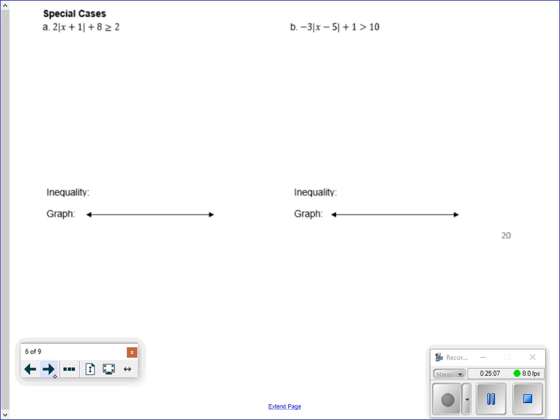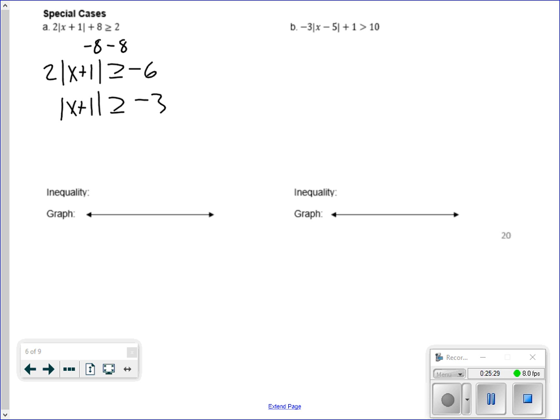Now we're going to talk about some special cases. So for part A, before we even talk about special cases, we need to isolate the absolute value. So we're going to isolate it really quickly. The absolute value of x plus 1 is greater than or equal to negative 6 divided by 2, so I have the absolute value of x plus 1 is greater than or equal to negative 3. I want you guys to think about this for a second: what do you think the answer is going to be?